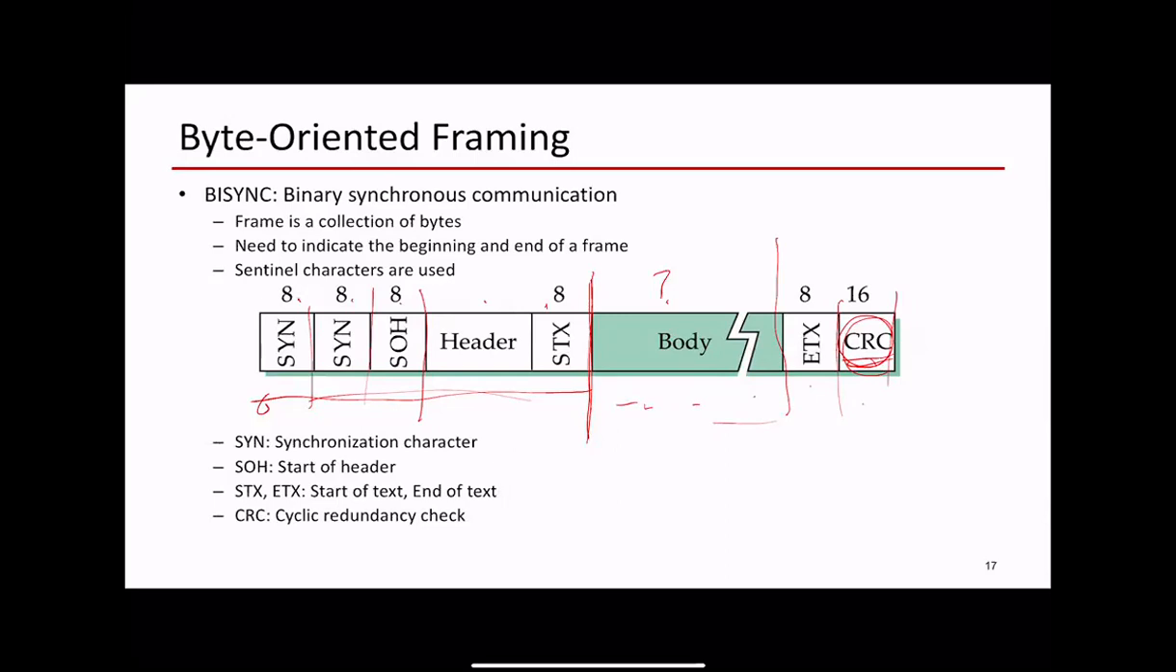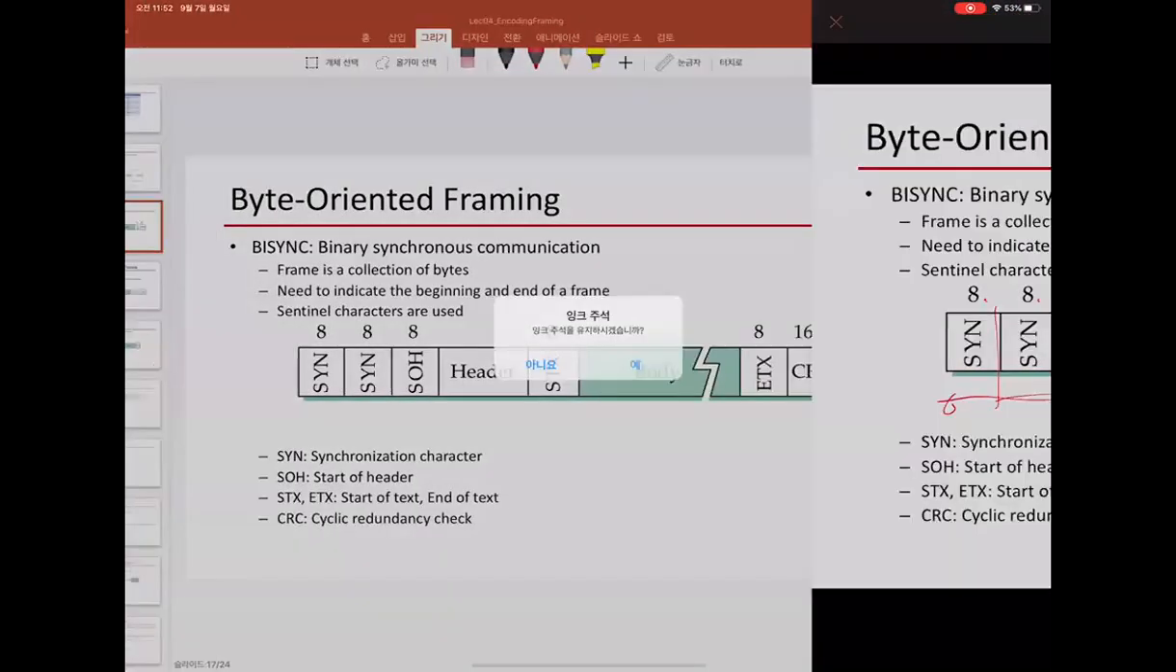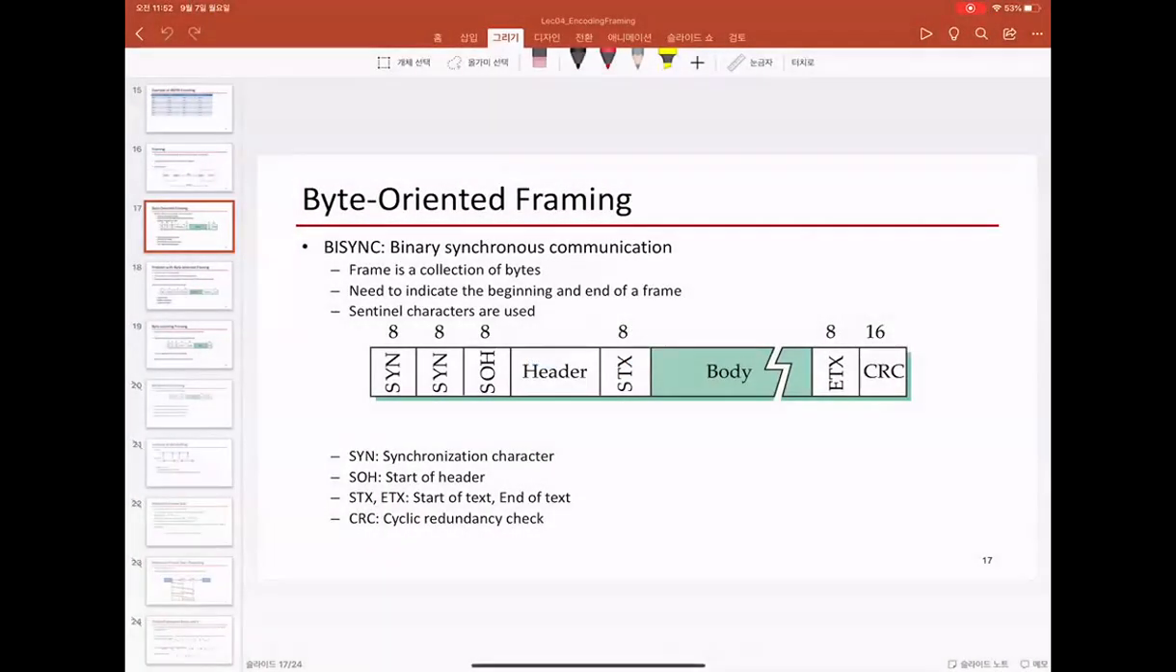Any questions? All right, from next week, we're going to talk in more detail. Today's lecture is just an overview, and I hope you understand Shannon's capacity and the Nyquist theorem. I think this is also covered in physics in your high school, maybe or maybe not.